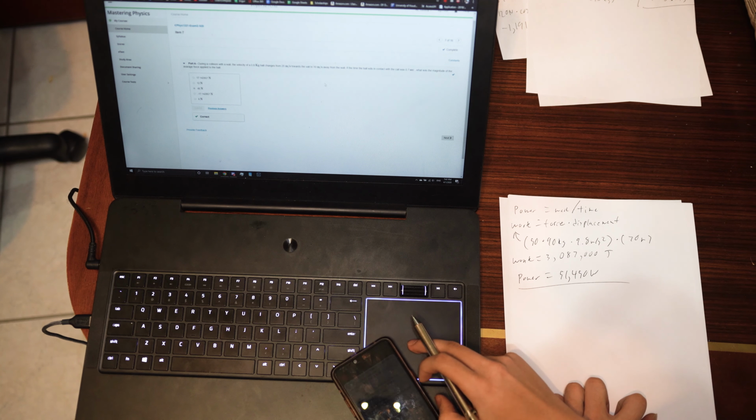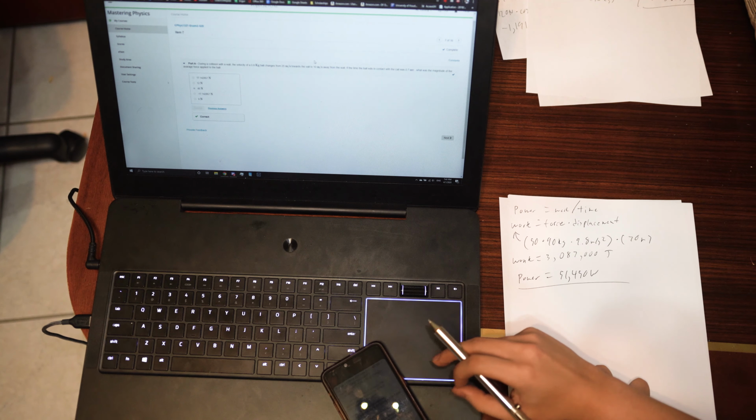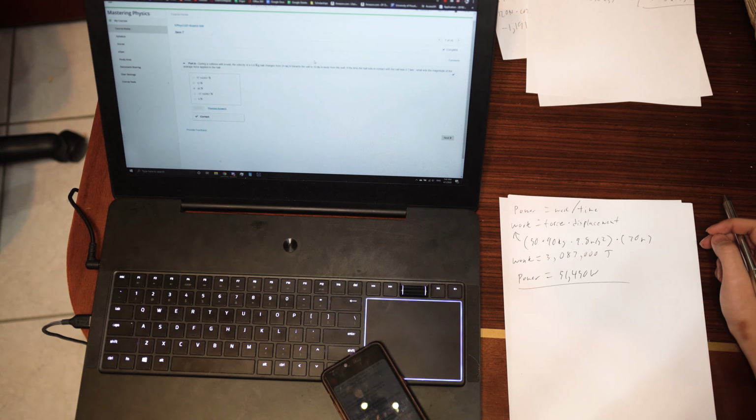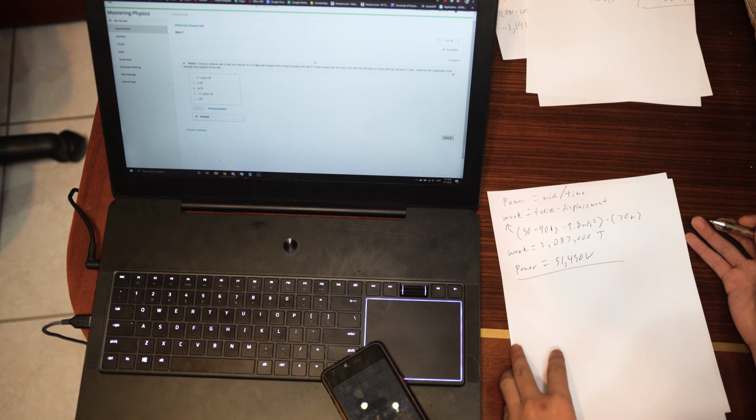Next, number 7. So this one is saying during a collision with a wall, the velocity of a 0.8 kilogram ball changes from 25 meters a second towards the wall to 10 meters a second away from the wall. If the time the ball was in contact with the wall was 0.7 seconds, what's the magnitude of the average force?